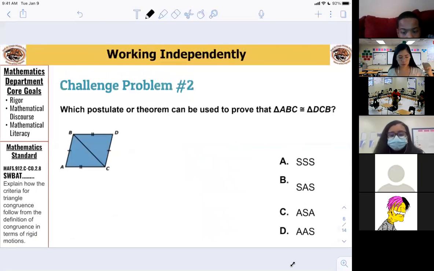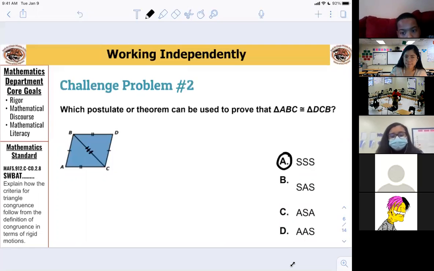Challenge problem number 2. Which postulate or theorem can be used to prove that ABC is congruent to DCB? A. Easy. SSS. You got BD, BC, and then you have BC. Yeah, what's the third? How do I know that BC is congruent to itself? Reflexive property. SSS is the only one that works. Yeah, this is not too bad. Any questions on this one?